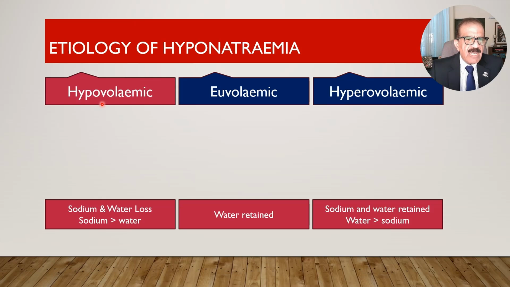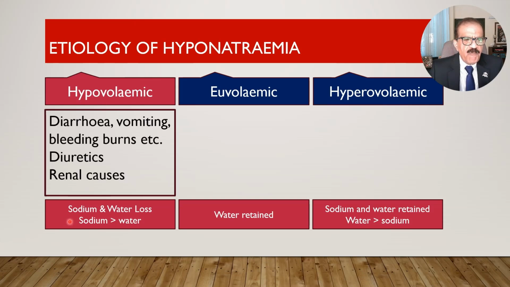In hypovolemic hyponatremia, you actually have both sodium and water loss, but sodium loss is more than water. And it is usually caused by diarrhea, vomiting, bleeding, and burns. And there is use of diuretics, and there may be some renal sodium losing nephropathy. Okay, so these are the causes when you have hypovolemia or hypovolemic hyponatremia. In all these situations, there is loss of sodium and water, but sodium loss is more than water.